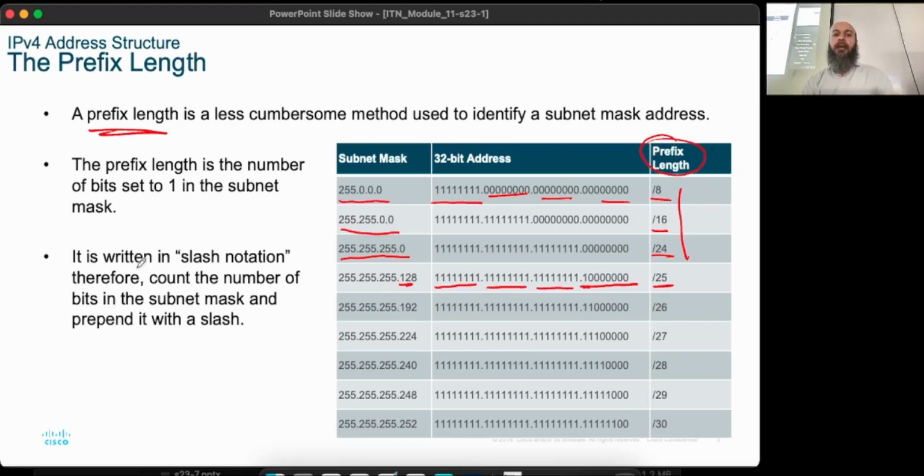Okay, it is what is called slash notation. Slash notation essentially means you write an IP address, 192.168.0.1, and you can say /24. It means it's using the subnet 255.255.255.0. Make sense? /24 means this IP address has the subnet 255.255.255.0. Make sense?